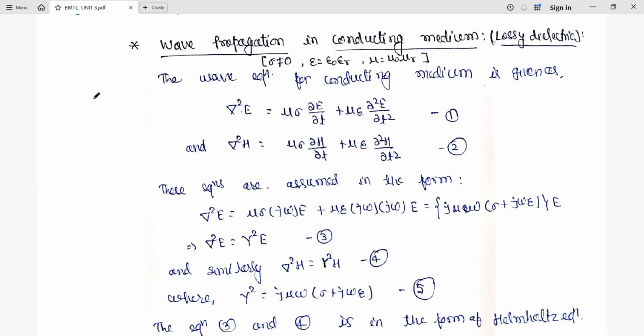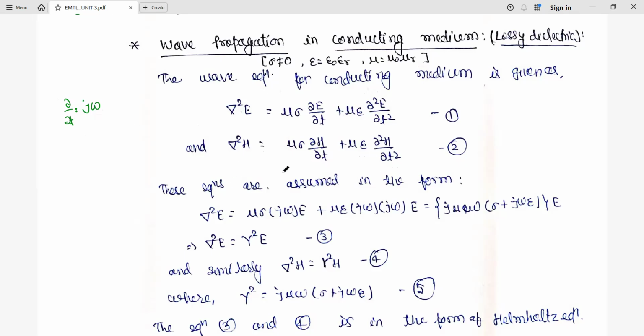So let's start. We have already seen the general wave equation in the case of conducting medium. There we have del square E equal to mu sigma dou E by dou T plus mu epsilon dou square E by dou T square, in terms of electric field. Similarly, in terms of magnetic field, we have del square H equal to mu sigma dou H by dou T plus mu epsilon dou square H by dou T square. In the perfect dielectric, we replaced dou by dou T by j omega. Similar thing we are going to do here also.